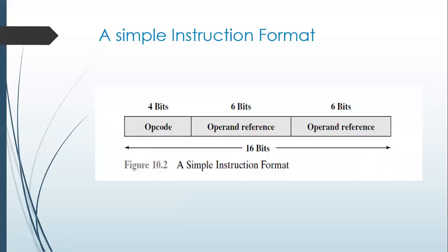Now let's look at a simple instruction format. This is a simple instruction format. It has a total of 16 bits. Out of these 16 bits, 4 bits are allocated for specifying the opcode, and in the remaining 12 bits, 6 bits are allocated for one operand reference, and these 6 bits are allocated for another operand reference.